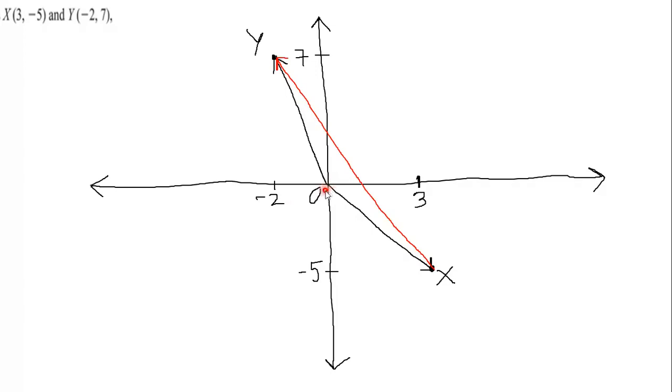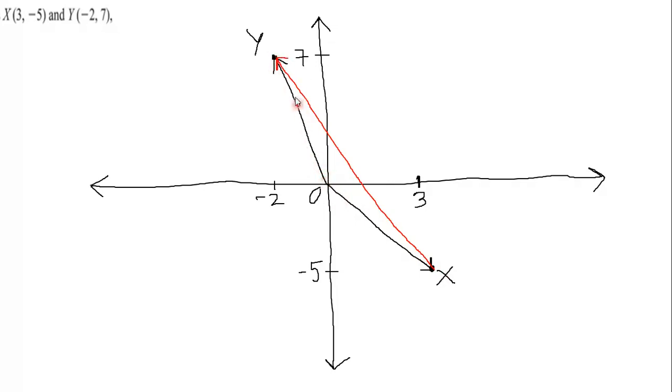And again, here we have the vector OX. But even before we consider the vector OX, we have the point X, and the point X is 3 and -5. That's what we have here. And the point Y is -2 and 7. So that's the point there. So the vector OX would be this vector here, and the vector OY would be this vector here.